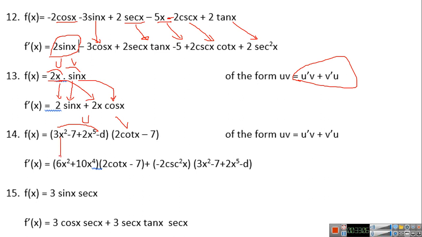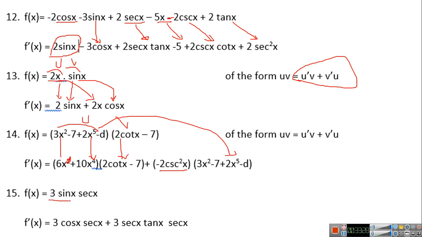6x, we don't have a square. 6x, derivative of 7, 0. Here 10x^4, d is a constant, 0, times 2 cotangent x minus 7. Now derivative of cotangent is minus cosecant square, and you have 2, it will be minus 2 cosecant square x. Derivative of 7 is 0, times this one, you write it again.